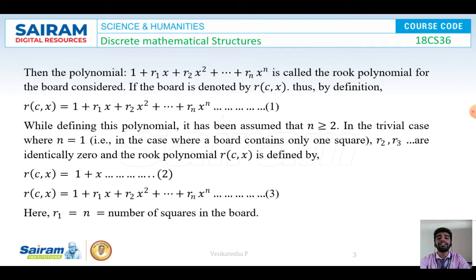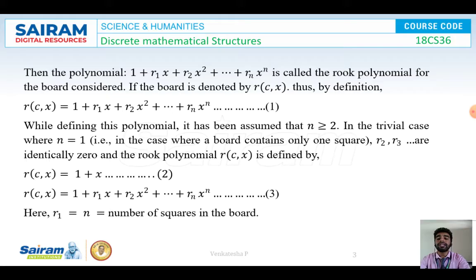While defining this polynomial, it has to be assumed that n must be greater than or equal to 2. In some trivial cases, that is when n is equal to 1, we will always have r2, r3 and so on till rn, all identically 0. Then the Rook polynomial R of C comma x leads to R of C comma x is equal to 1 plus x. This is when n is equal to 1.